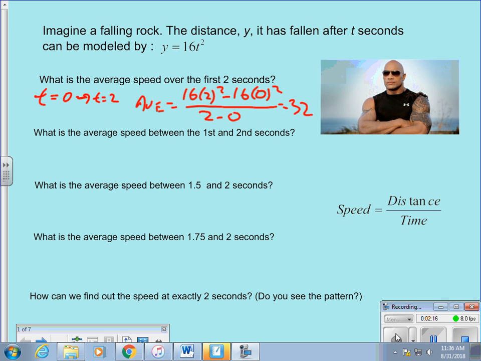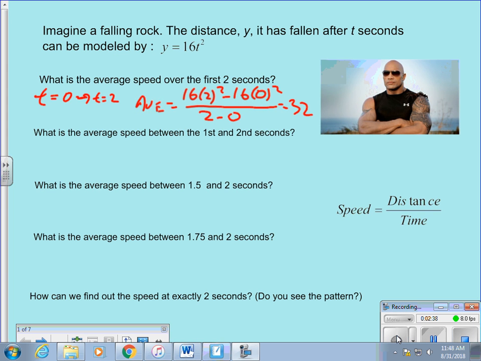Try this. This is what? Y equals 16t squared. That's its position. That's where it is. How do you find the average speed? Change in distance over change in time. Distance over time. That's what that is. Change in distance over change in time. So that's what you worked out.